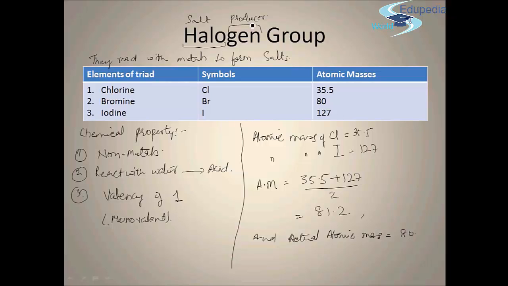So friends, we have understood Dobereiner's triad law with the help of some examples. We took the halogen group, the alkaline earth metal group and the alkali metal group. I hope you have understood now, but let's now understand the drawbacks of Dobereiner's triad law.